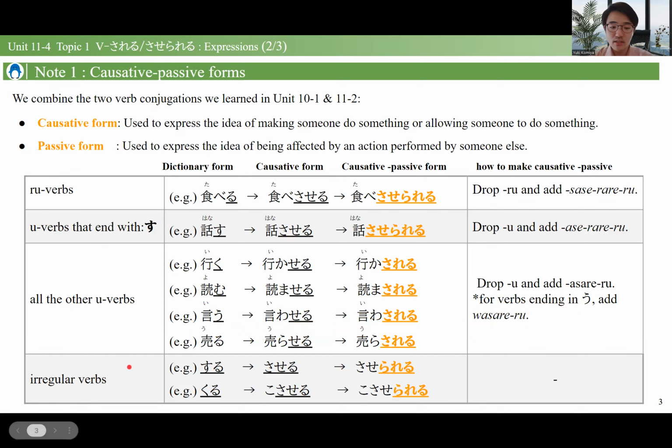For irregular verbs, finally, する, させる, させられる. This is special, no rule. You just have to memorize them. 来る, 来させる, 来させられる. So this is the causative passive. It's a combination of two sentence patterns, conjugations, and being forced to do something.